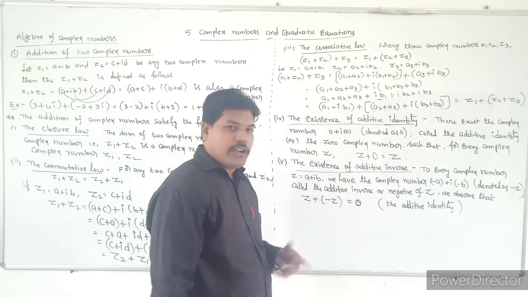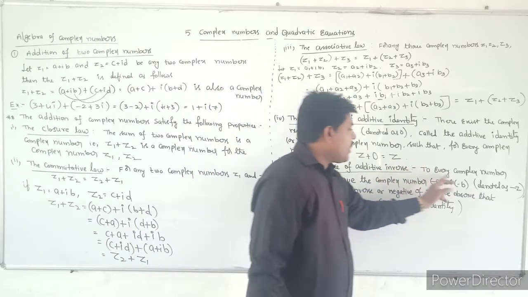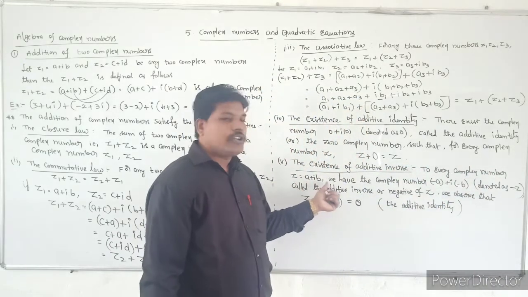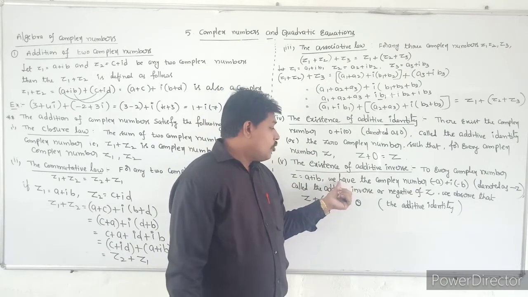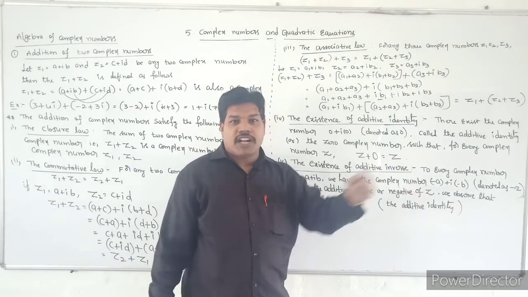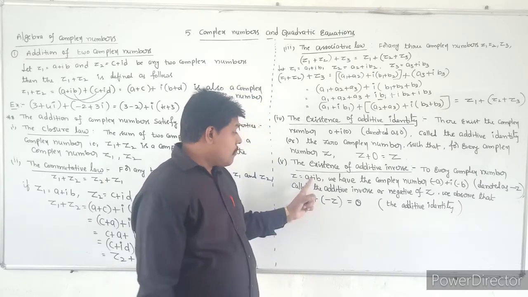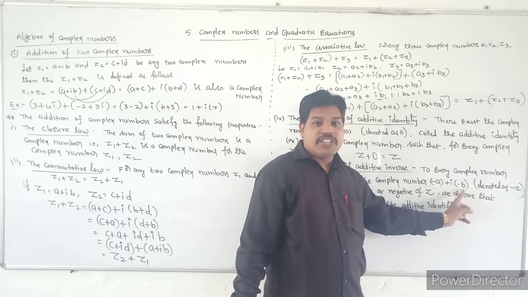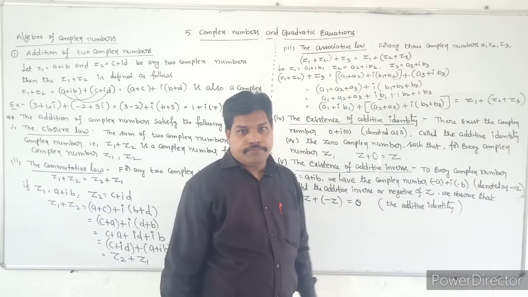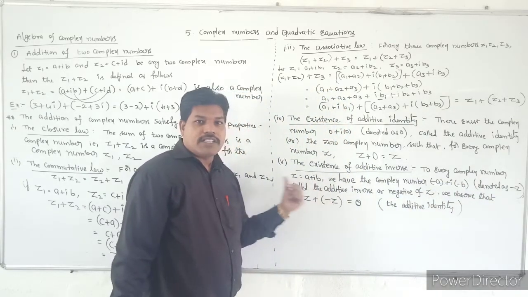See that one example, you can understand that. To every complex number z equal to a plus ib, we have another complex number. What is that? Minus a plus i into minus b. This is called minus z. Z is a plus ib. What is the minus z?